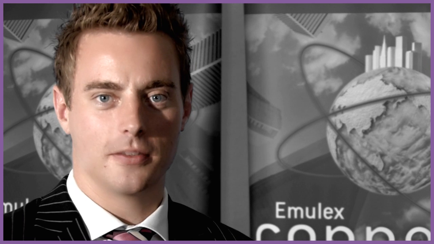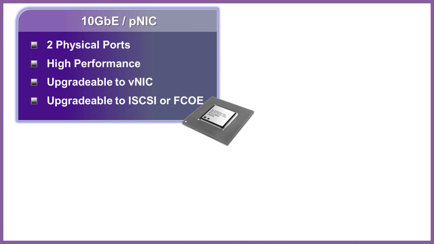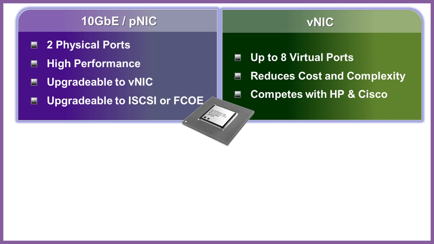So let's recap the Emulex Virtual Fabric Adapter 2 for IBM System X and Blade Center. Emulex VFA2 adapters have 2 10 gig physical ports, which are very low latency, high performance physical NICs, which can be easily upgraded to vNIC at no additional charge and upgradable to iSCSI or FCoE. The Emulex VFA2 card can also operate in vNIC mode, which means we can carve up 2 physical 10 gig Ethernet ports to up to 8 virtual NICs, which reduces cost and cable complexity and is directly comparable to HP's Flex 10 Flex Fabric, Virtual Connect and Cisco UCS products.